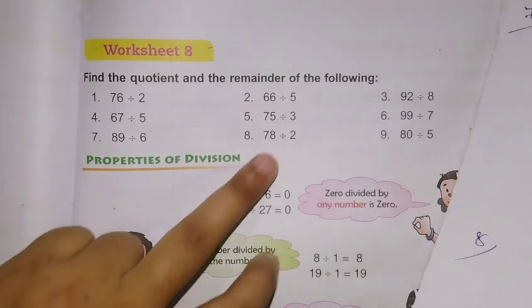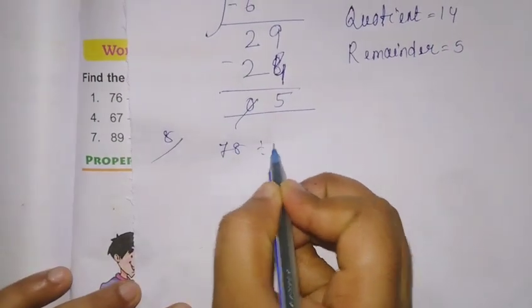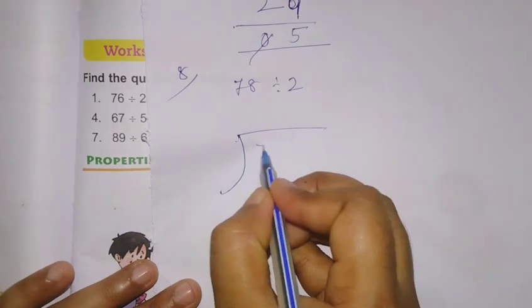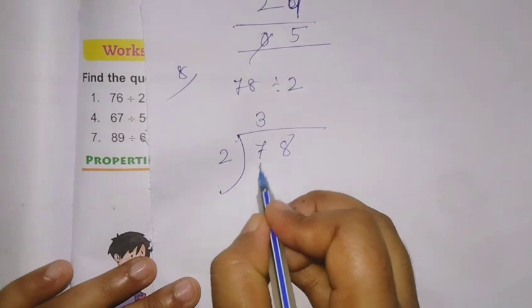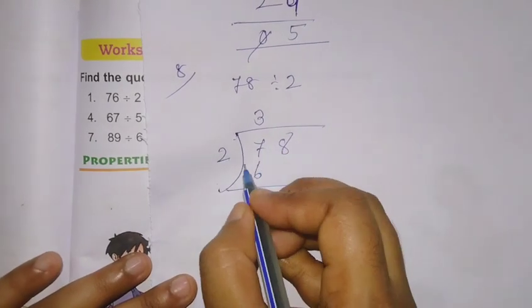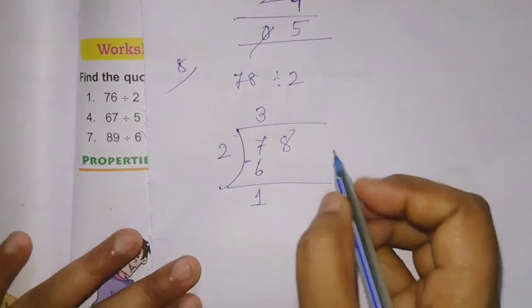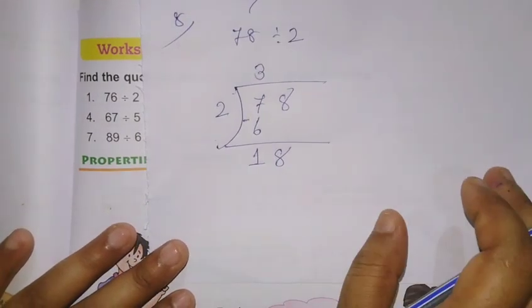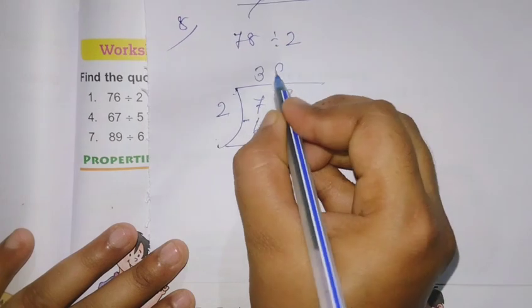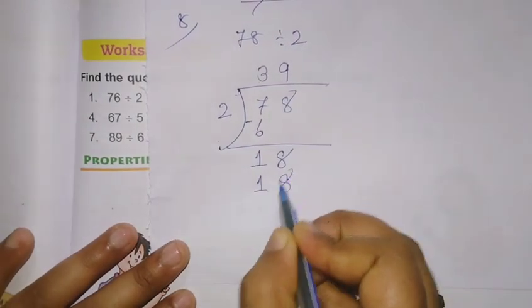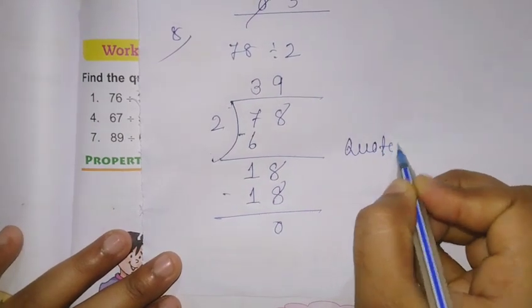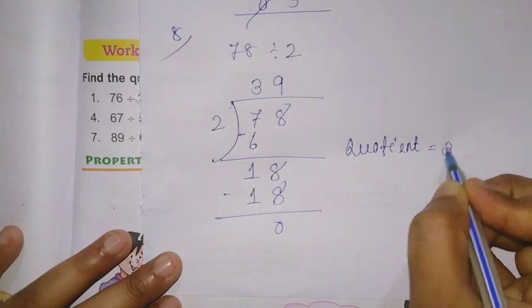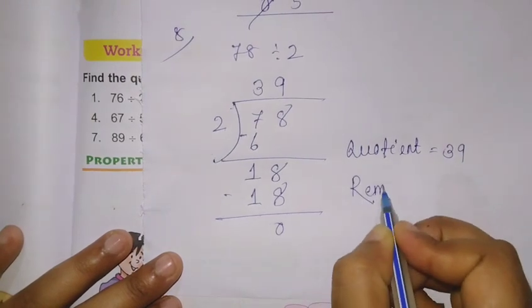Then 8. 78 divided by 2. First we divide the tens place. 2 3s are 6. Now we subtract the product from the dividend. 7 minus 6 equals 1. Now 8 is brought down. The number is 18. Then 18 divided by 2 equals 9, since 2 9s are 18. And 18 minus 18 equals 0. Here you get quotient equal to 39 and a remainder equal to 0.